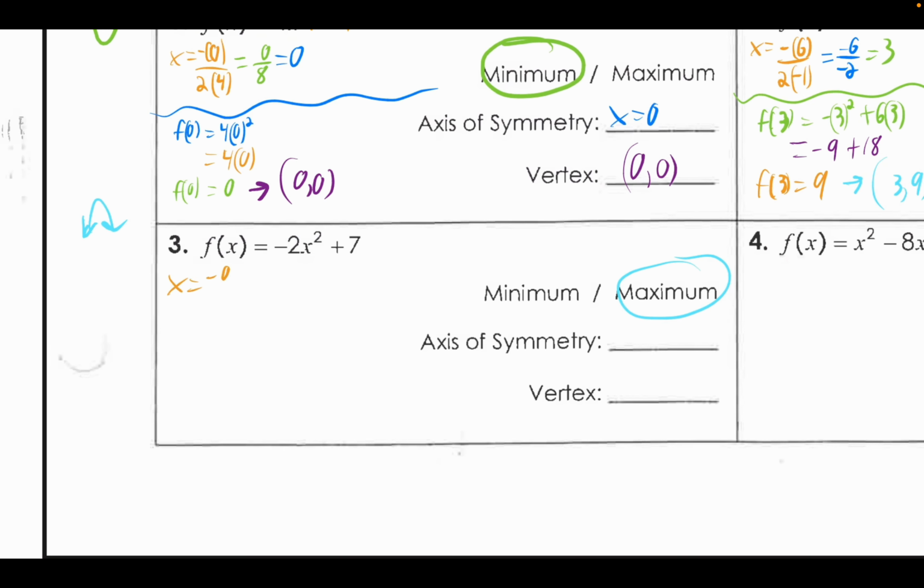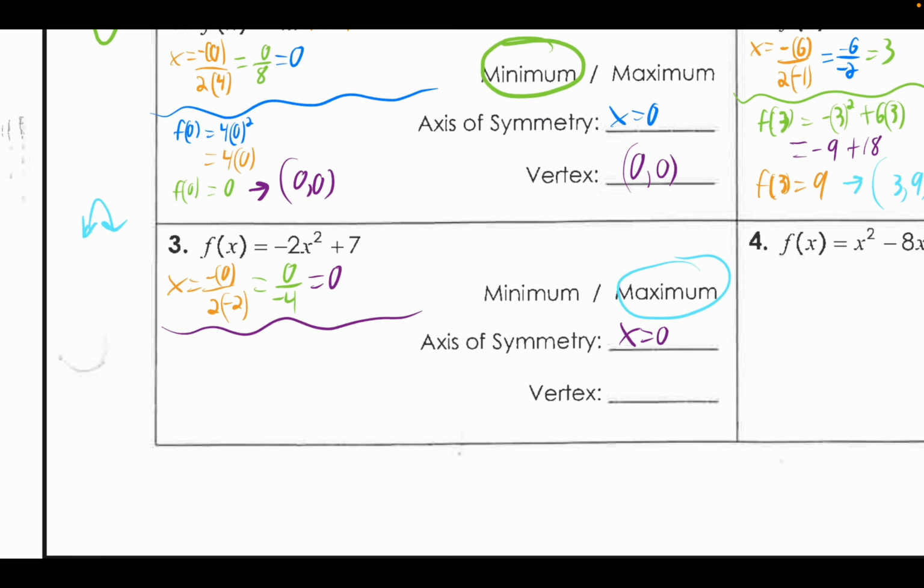So x equals negative 0 over 2 times negative 2. And the nice part is it doesn't matter what's on the bottom there because we have 0 divided by some number, and 0 divided by any other number is always 0. So the axis of symmetry is x equals 0. Remember, it is important to have that x equals there because it's a vertical line.